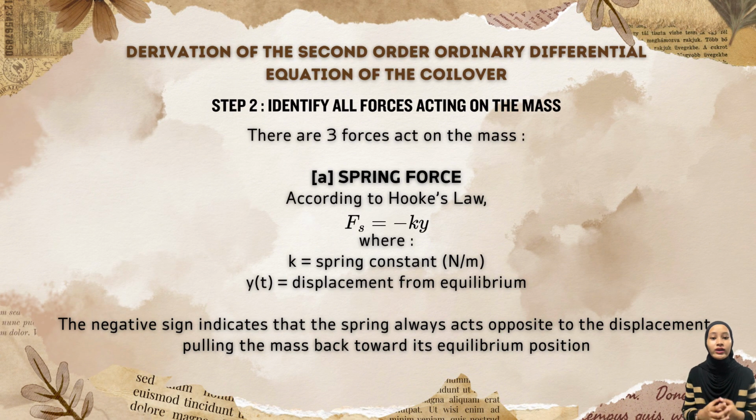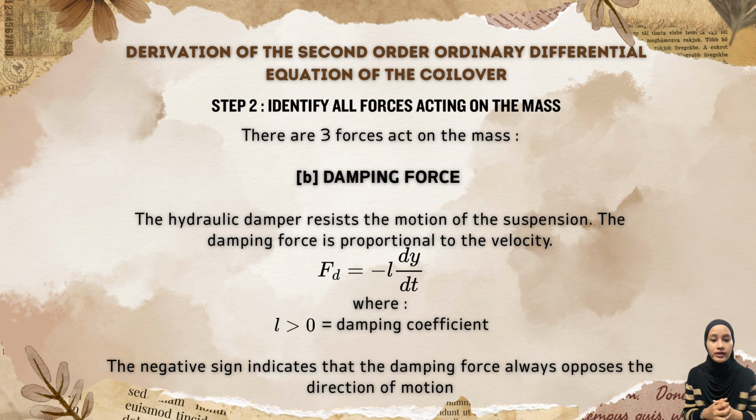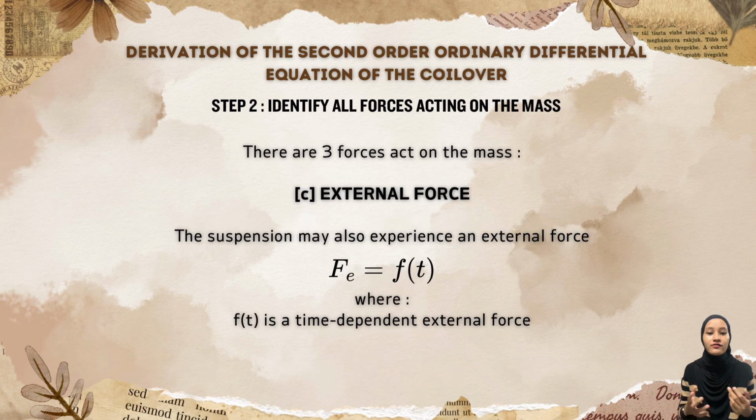The second step is we will identify all forces acting on the mass. There are three forces that act on the mass. The first one is spring force. According to Hooke's law, F is equal to negative Ky, where k is the spring constant and y is the displacement from equilibrium. The second force is the damping force. The damping force is proportional to the velocity, where F is equal to negative L dy over dt, and L more than 0 is the damping coefficient. And the last force is external force, where F is equal to F of t, and F of t is a time-dependent external force.